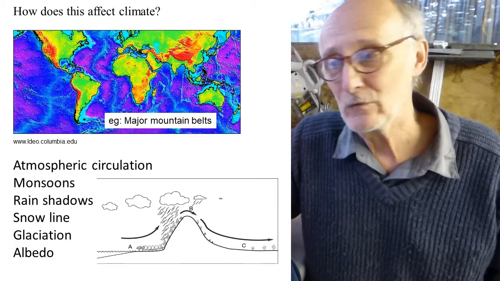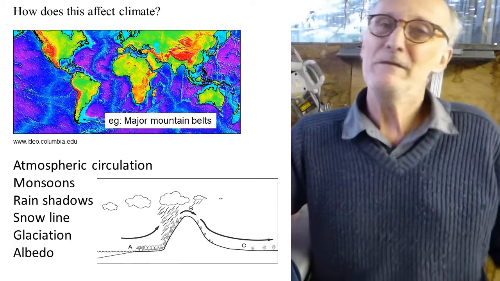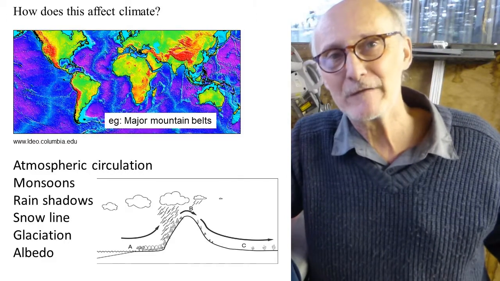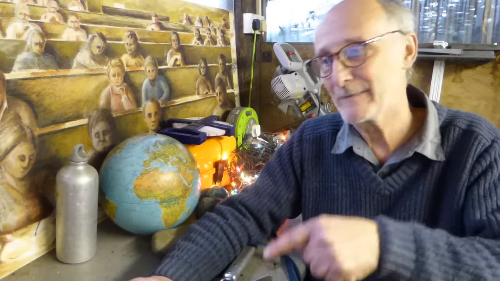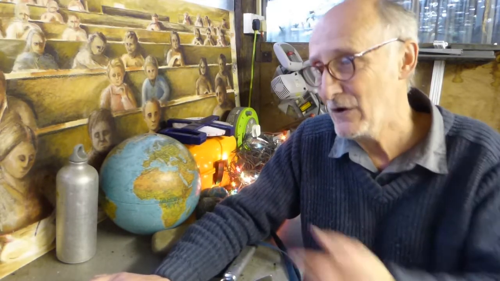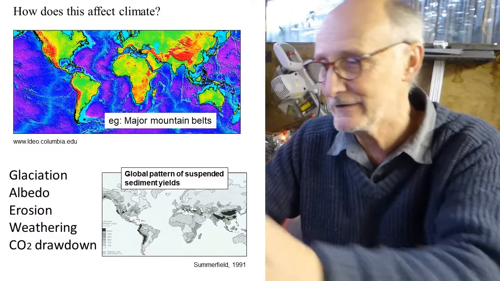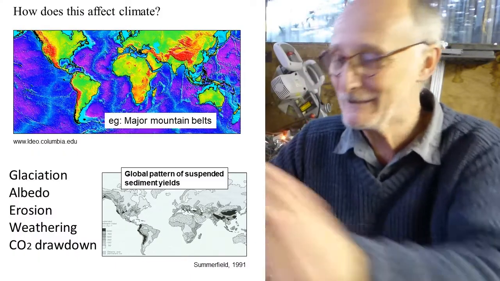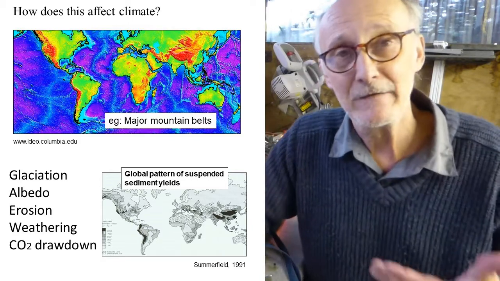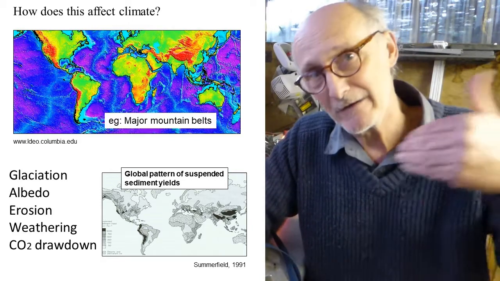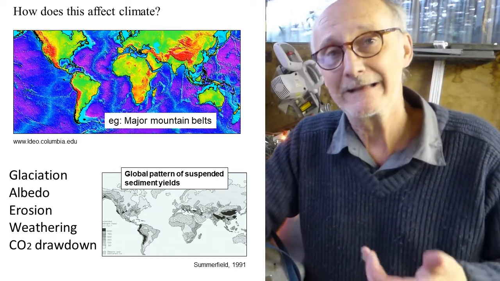And once you get snow and glaciers on an uplifting mountain chain, well, even if you think back to what we talked about with W.M. Davis earlier on, uplift followed by denudation, and if you've got glaciers on a mountain, you're going to have plenty of denudation. Well, that leads through to the follow-up slide to this one. We're just going to move on. Atmospheric circulation, monsoons, rain shadows, snow line, glaciation, albedo. Well, glaciation, erosion. If you have an uplifting mountain chain and you have even just rivers or glaciers acting on those, you're getting lots of erosion.